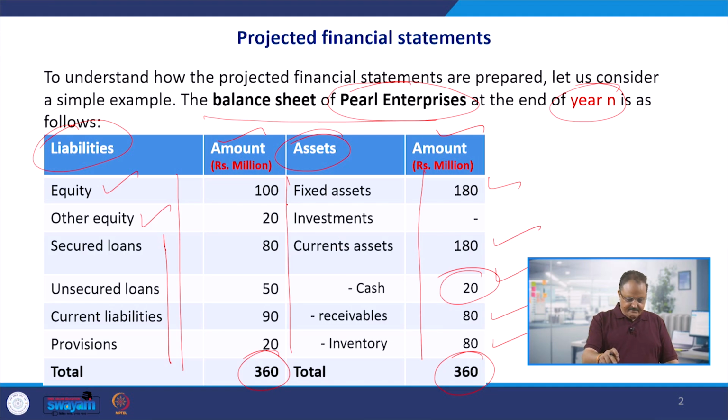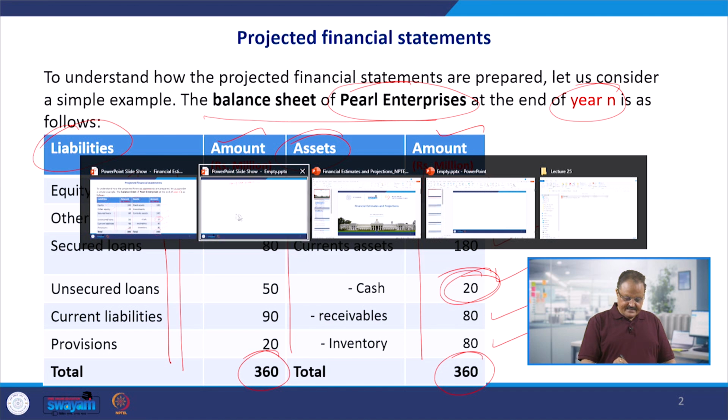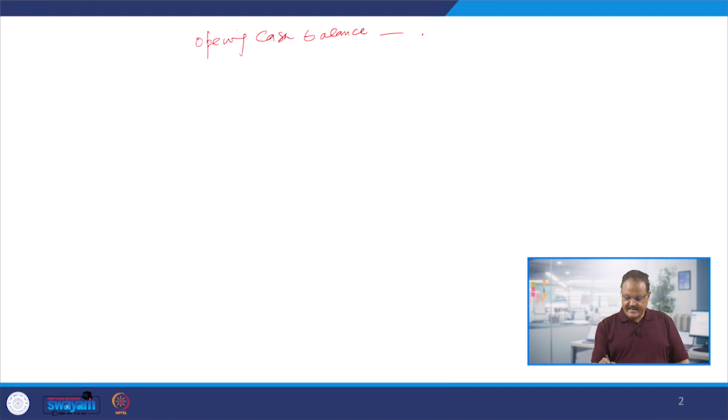And if you see the opening balance of the cash in the projected balance sheet, here the cash is given to you and this is 20, right? This is given to us, 20. So we will take this 20. First of all, the opening balance of the cash is how much with us? 20 million, right?